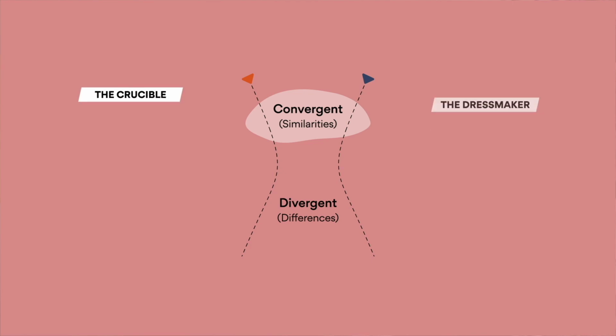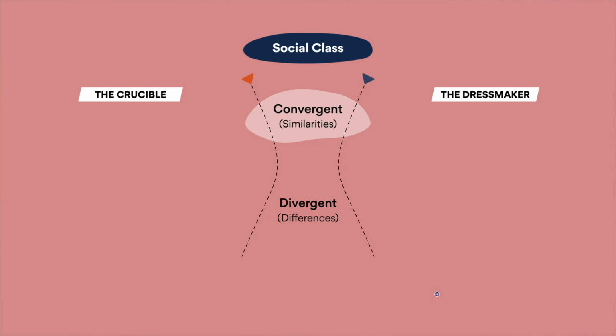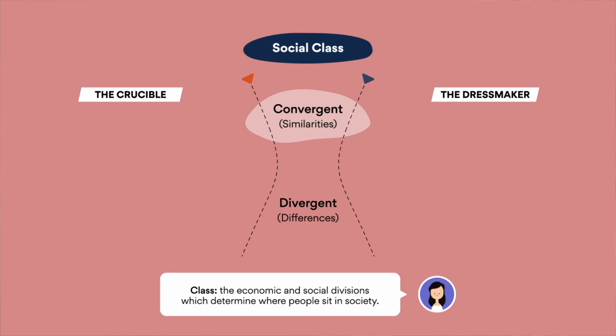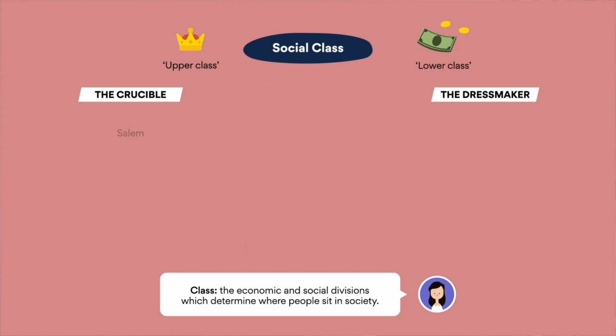Both The Crucible and The Dressmaker talk extensively about class. By class, what I mean is the economic and social divisions which determine where people sit in society. For instance, we could say that the British royals are upper class, while people living paycheck to paycheck and struggling to get by are lower class. Ultimately, both The Crucible and The Dressmaker are set in classist societies where there is no opportunity for social advancement.